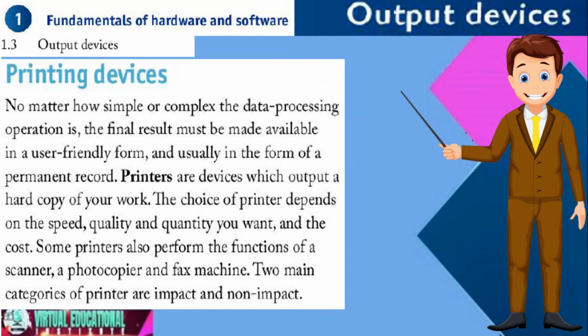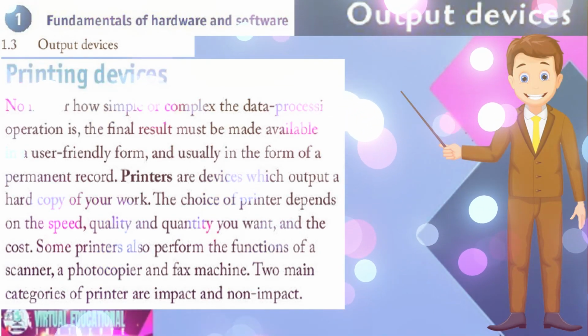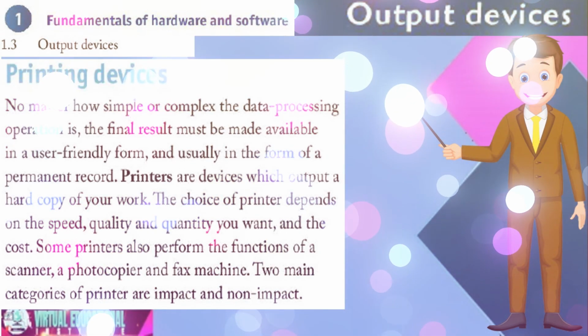Now, the two main categories of printers are impact and non-impact. If you're going to buy a printer, your printer can fall in one of two categories: an impact printer or a non-impact printer. So the question I would ask, what are these impact and non-impact printers?